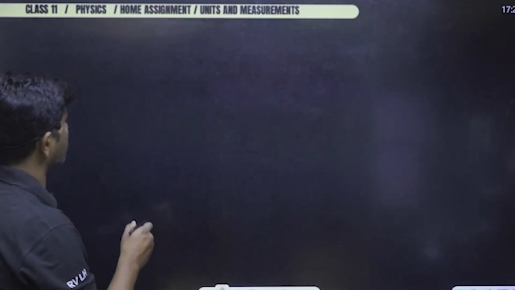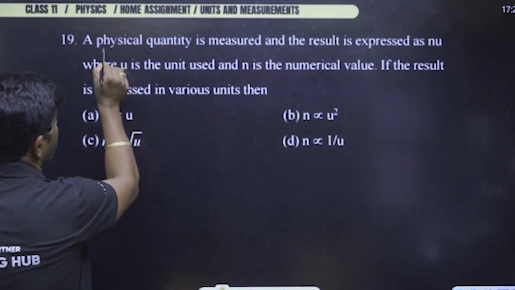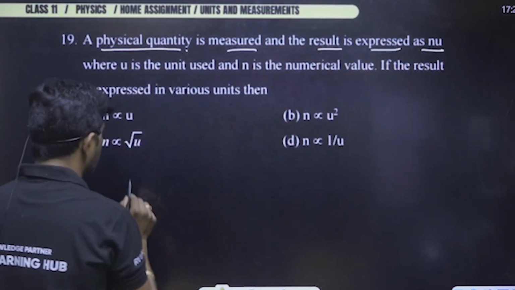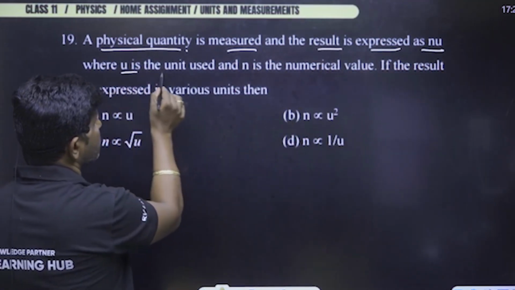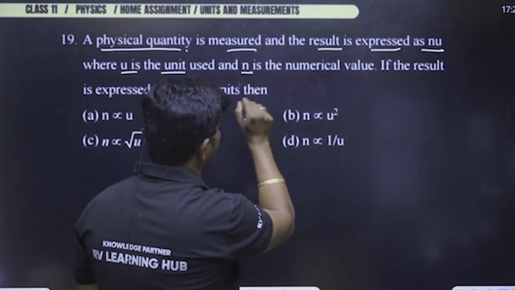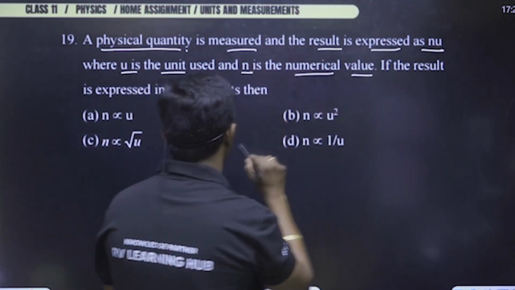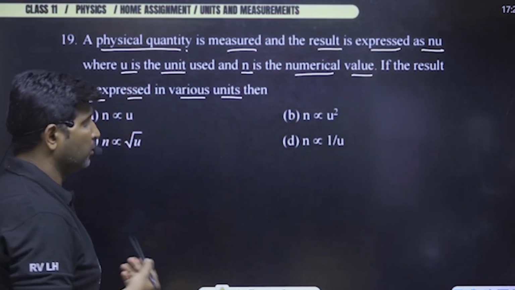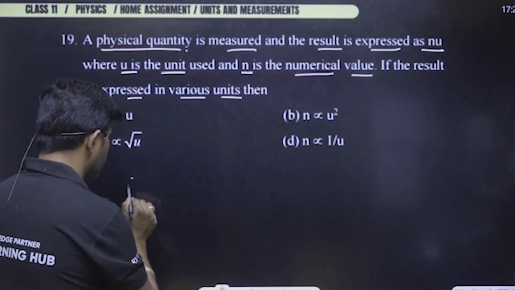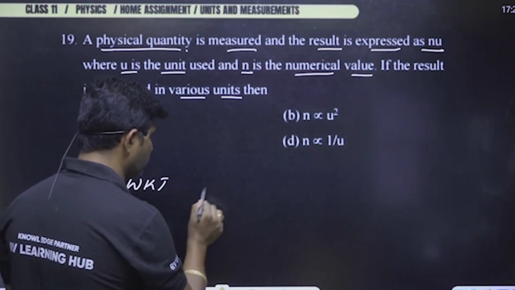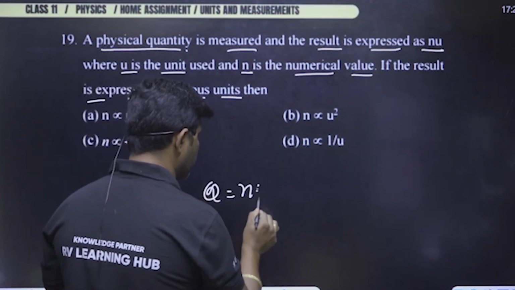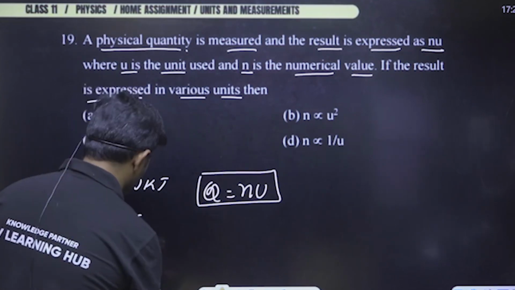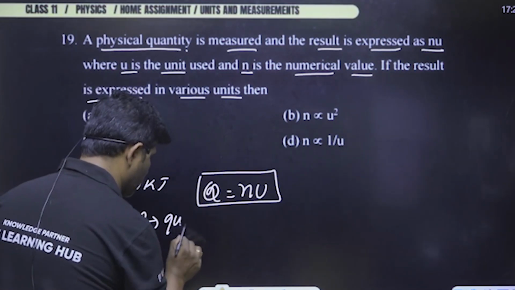So let us see the next question, what they are saying to us. A physical quantity is measured and the result is expressed as n into u, where u is a unit used and n is a numerical value. If the result is expressed in various units, then we have studied that any physical quantity can be expressed as Q is equal to n into u. What is Q called here? Q is called a quantity.